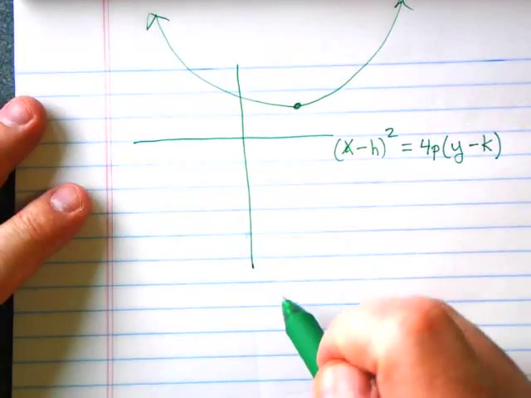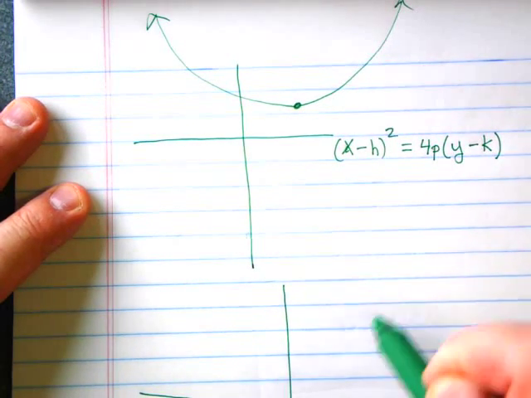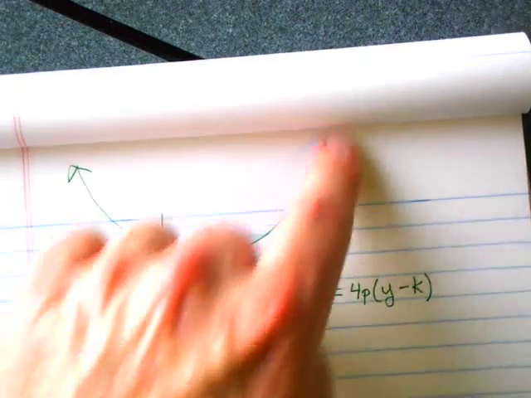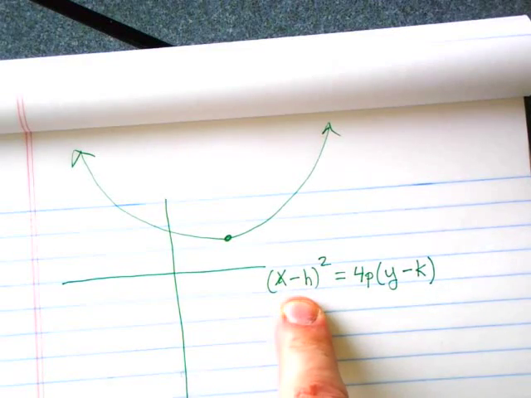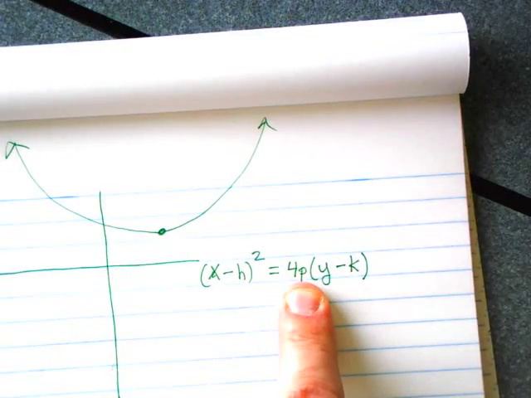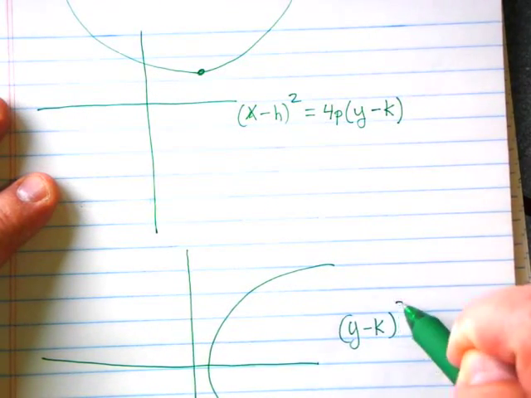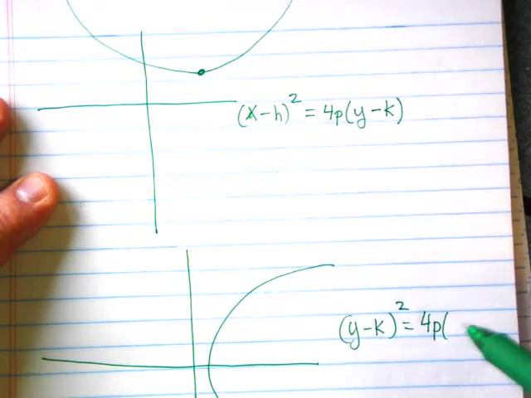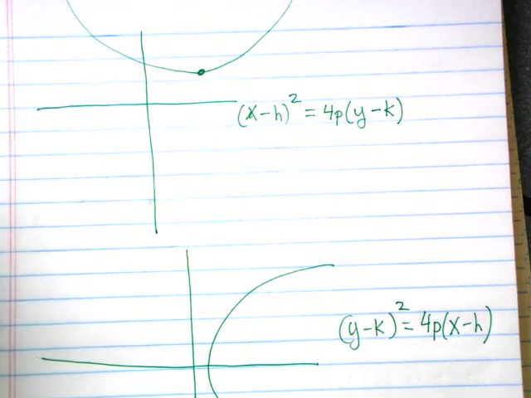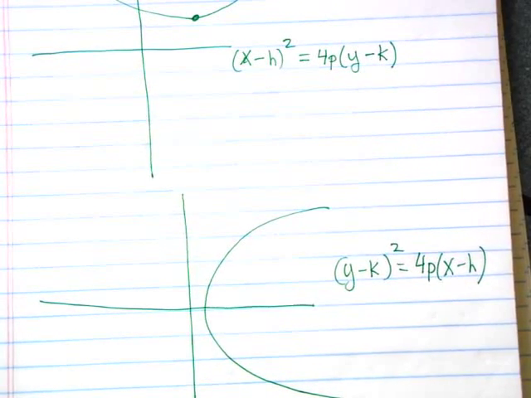Now, what do you think is going to happen if I want my parabola to go that way? Well, for my parabola to go up and down, I have to have an x squared. How's my parabola going to go left and right? It's going to have a y squared, and this 4p will move to the other side. So we would have y minus k squared equals 4p times x minus h.